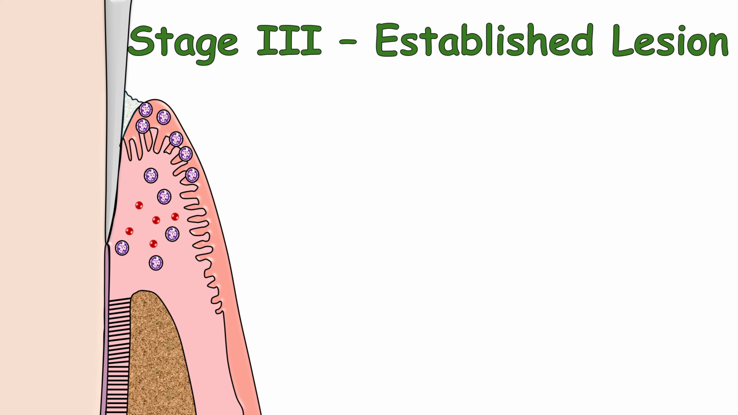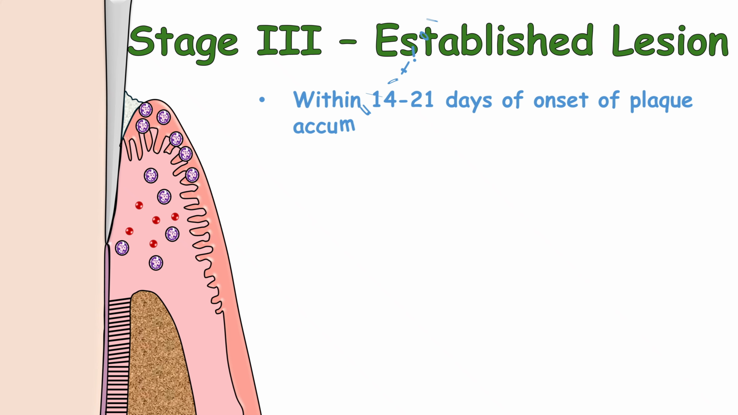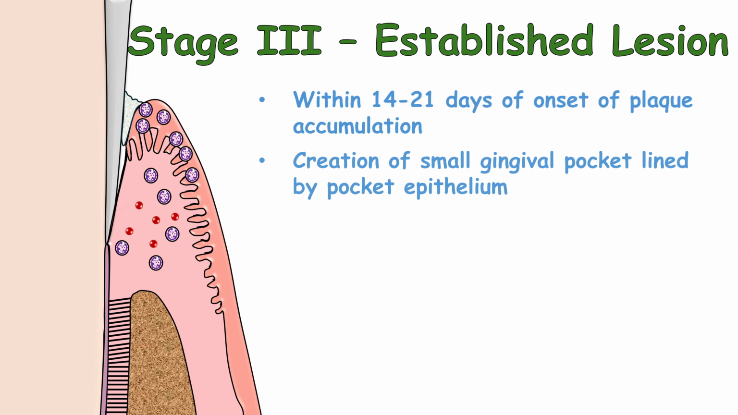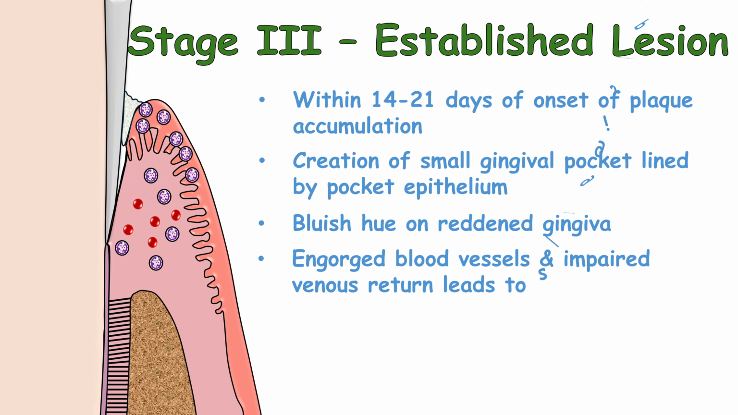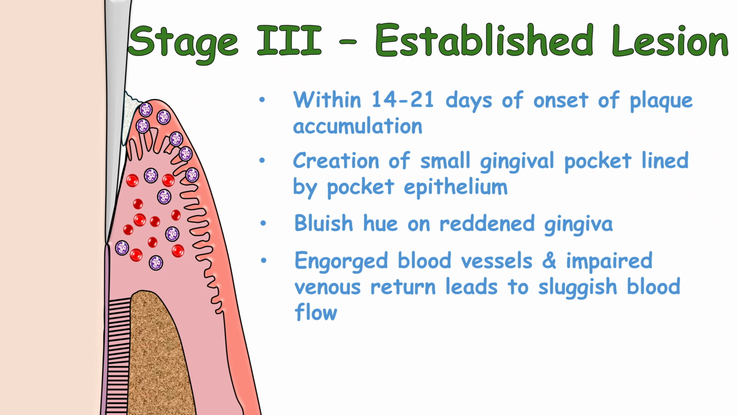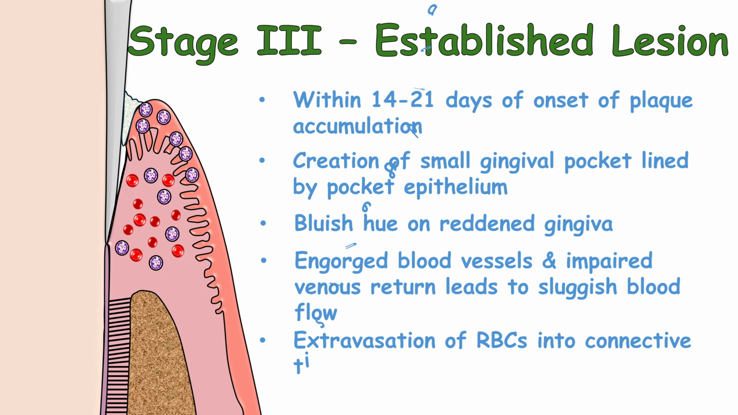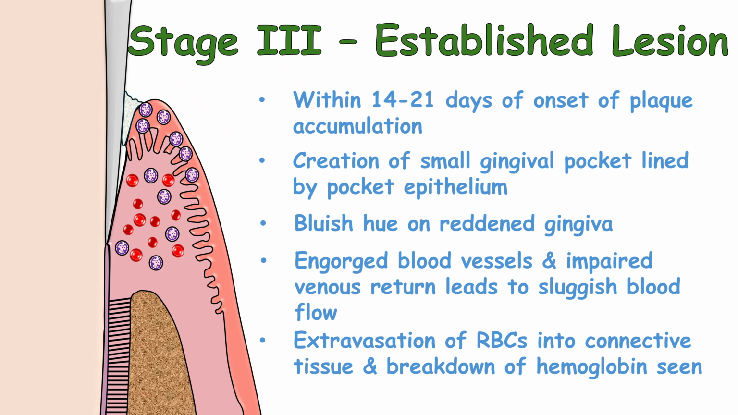Next, stage 3, which is established lesion. It occurs within 14 to 21 days of onset. Here there is a small gingival pocket seen, which is lined by pocket epithelium. The color of gingiva becomes bluish red. Engorged blood vessels and impaired venous return lead to sluggish blood flow, and RBCs are extravasated into connective tissue. It breaks down and release of hemoglobin is seen.